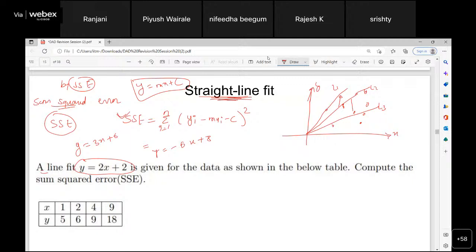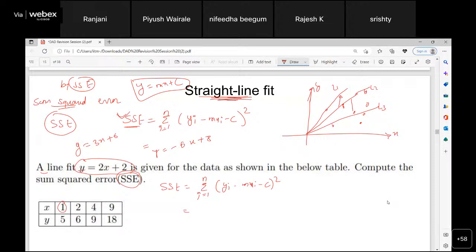So now here you can see this is a line y equals 2x plus 2, and we have to find the SSE. Here you can see a simple formula for SSE, that is the summation for each element, i belonging to n. We are just taking the deviation, that is the summation of (yi minus m xi minus c) whole squared. So let us take when my x equals 1, my y will be 5. So my actual data will be 5, right?